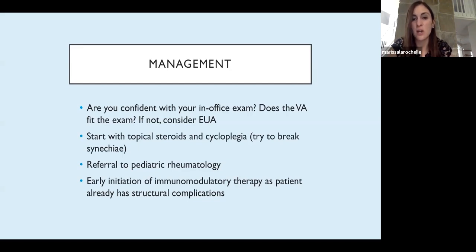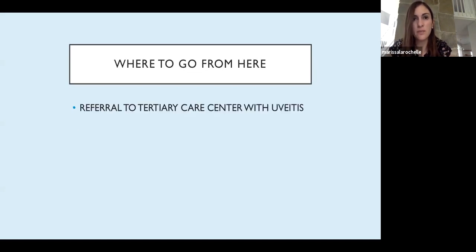In this patient that already presents with structural complications, with cataracts, posterior synechiae, especially if you see band keratopathy, I would start immunomodulatory therapy essentially immediately along with their topical steroids. So where to go from here? If you're seeing this patient at a community clinic and you're not comfortable managing immunosuppression, send them to a uveitis provider or someone that is comfortable managing immunosuppression that works closely with pediatric rheumatology.